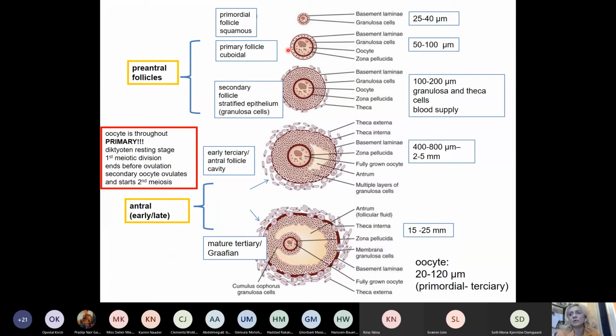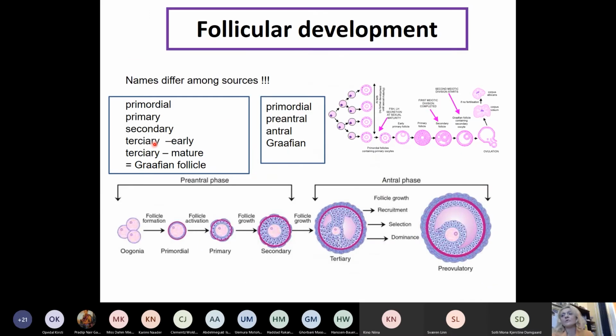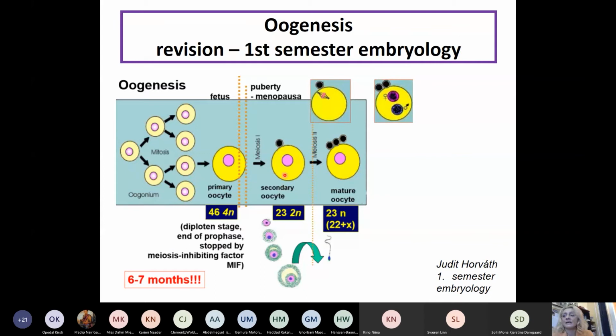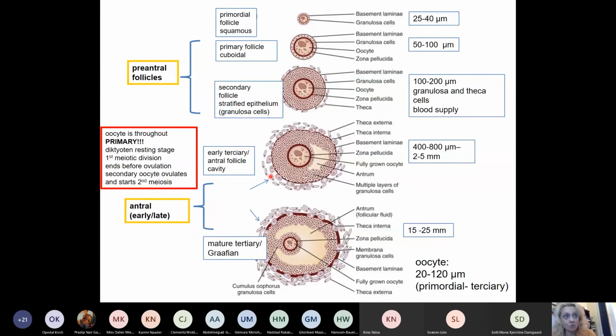You see the follicle is called primary, secondary, tertiary. And if we ask in what stage is the oocyte, the oocyte inside the follicle is always primary. If you remember going back to this picture, the primary oocyte finishes the first meiotic division and becomes secondary oocyte only shortly before ovulation. So it means that all the oocytes, except for one maybe that is going to ovulate now, are primary oocytes, okay? So this is very important.